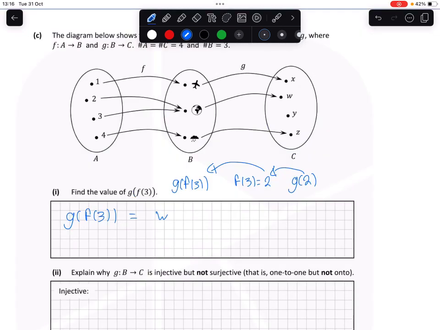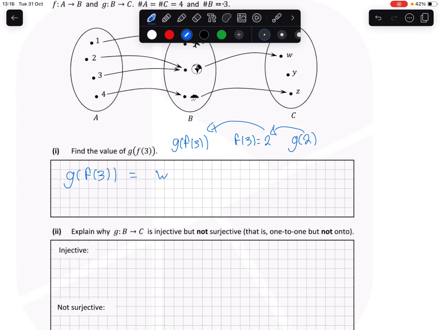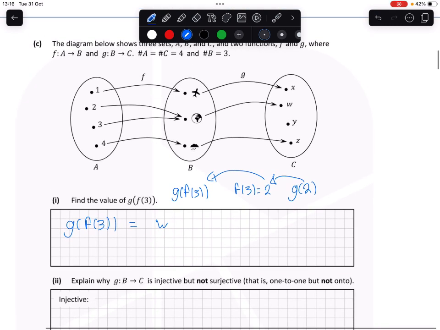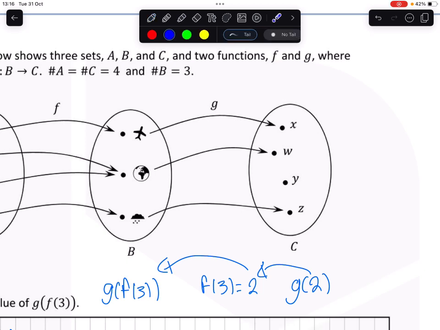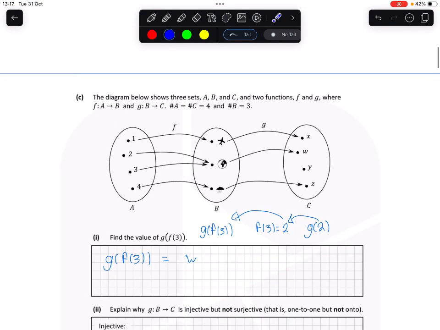Explain why g from B to C is injective but not surjective. That is one-to-one but not onto. So we don't really need to worry about what's happening in A. We look at B and C first of all. What we want to notice is that if we look at everything in here, the plane, the world, and the rain cloud, they all get mapped to one thing within C. So everything in B gets mapped by g. So that's okay. That's why we can say that this is going to be injective.